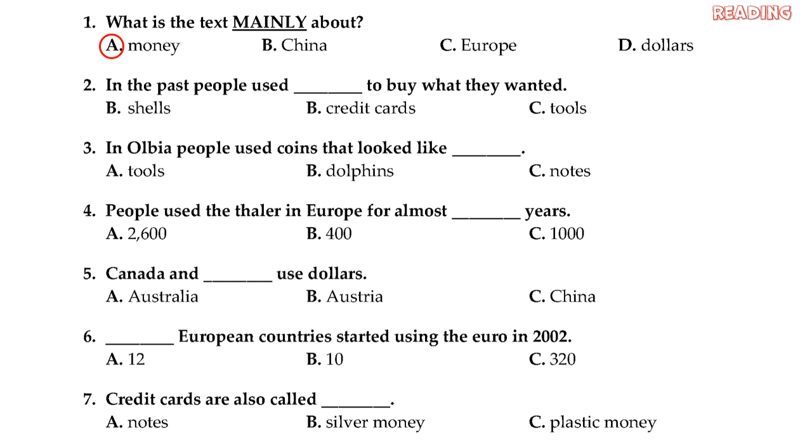In the past, people used, of course, shells. In Olbia, people used coins that looked like dolphins. People used the thaler in Europe for almost 400 years. Canada and Australia use dollars. How many European countries started using the euro in 2002? 12 countries. Credit cards are also called plastic money.